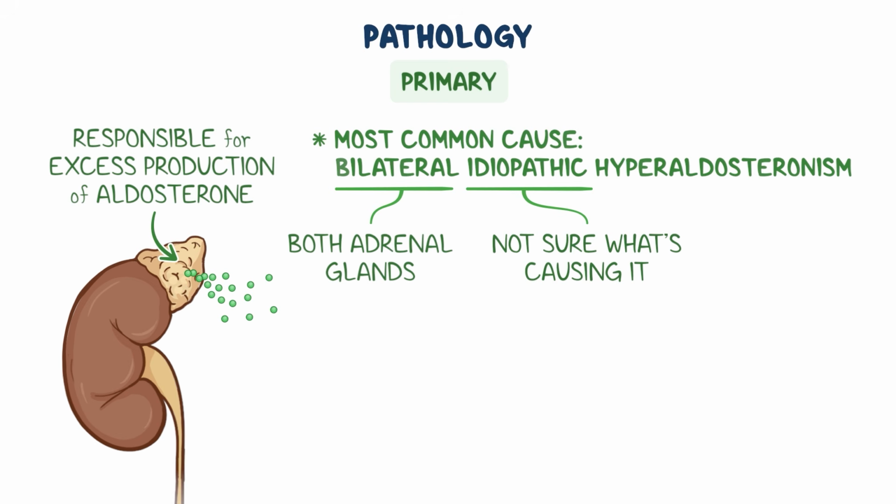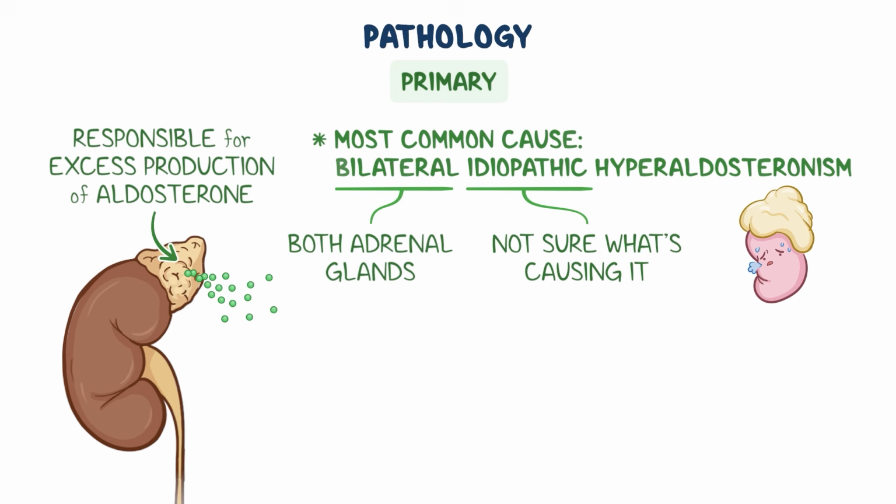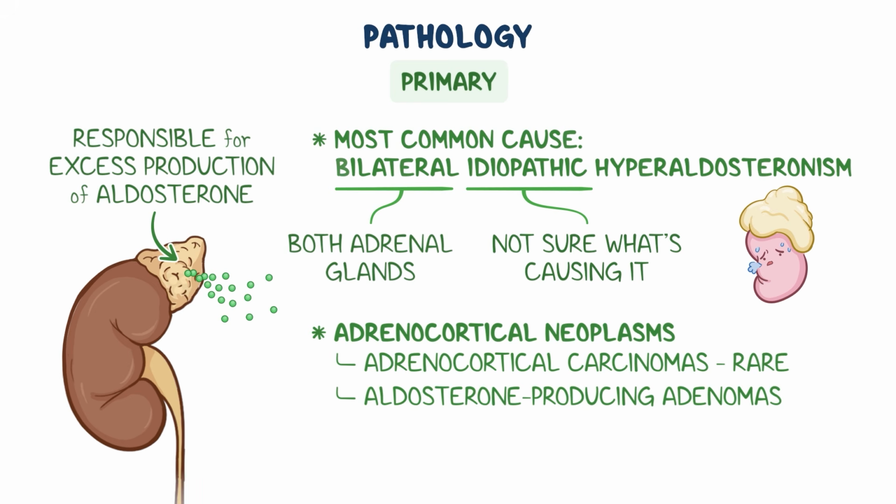But if we slice through the adrenal glands, we can recognize this condition by focal or widespread hyperplasia of cells that resemble those in the zona glomerulosa, which produce aldosterone. Next, there are adrenocortical neoplasms. These can be adrenocortical carcinomas, which are a rare cause of hyperaldosteronism, or aldosterone-producing adenomas.